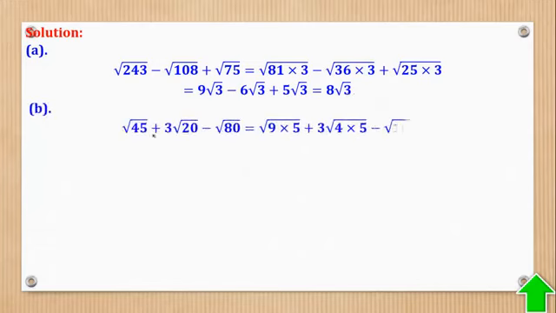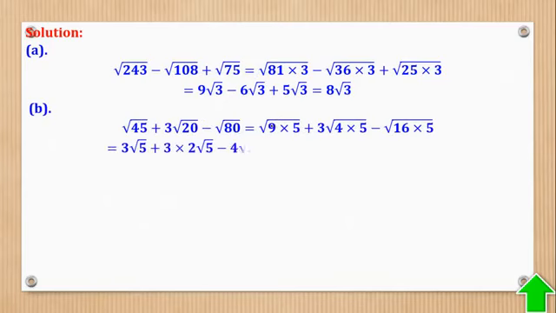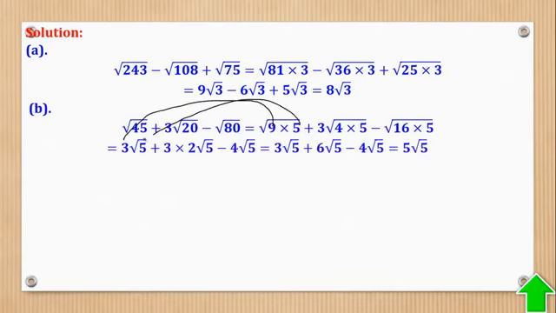Then this one also, we have to change. This becomes 9 times 5, and this 20 is 4 times 5, 80 is 16 times 5. So square root of 9 is 3, and you remain with root 5. Here there is a 3, then square root of 4 is 2, you remain with root 5. Square root of 16 is 4, you remain with root 5.